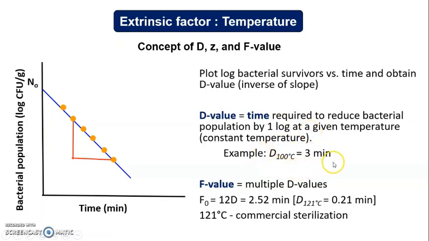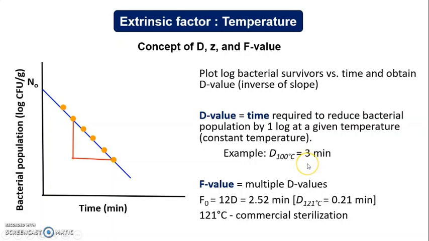In order to express the D-value, it is usually written like this: D, the temperature that you are concerned about, and then the time that it takes, 3 minutes. So imagine if I increase the cooking temperature to maybe 120 degrees Celsius. Do you think the time here will decrease or increase? Well, if you increase the cooking temperature to 120 degrees Celsius, of course the time that it takes to reduce the bacterial population will decrease.